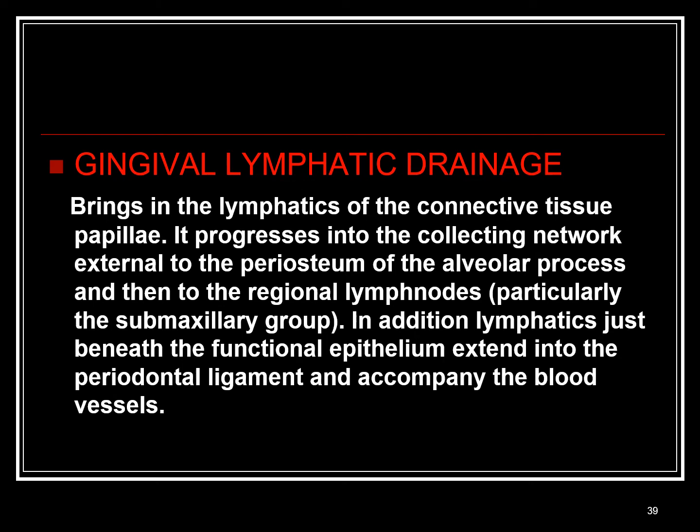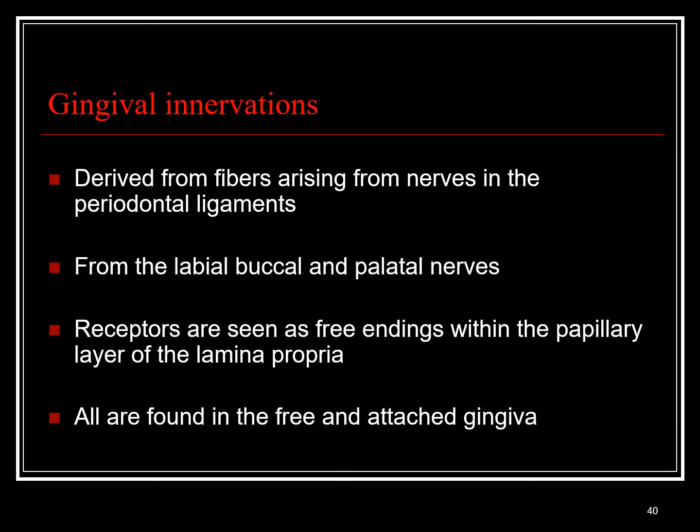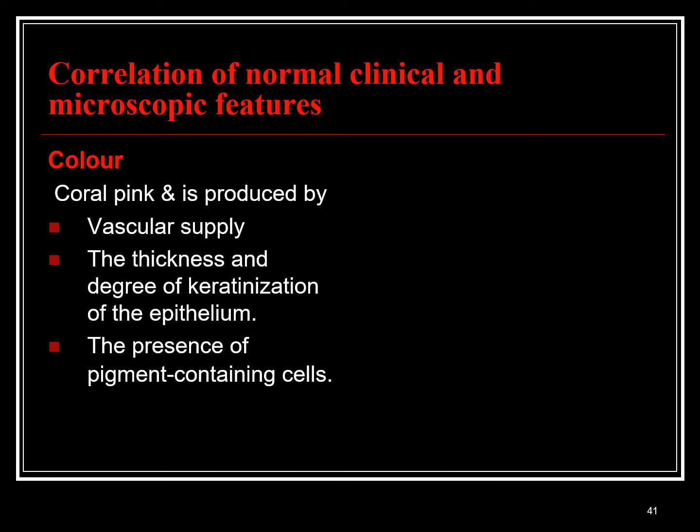In addition, lymphatics just beneath the junctional epithelium extend into the periodontal ligament and accompany the blood vessels. These are the gingival innervations, derived from fibers arising from the nerves in the periodontal ligament, and from the labial, buccal, and palatal nerves. Receptors are seen as free endings within the papillary layer of the lamina propria, and all are found in the free and the attached gingiva. There is a correlation between the normal clinical and microscopic features, that is the color.